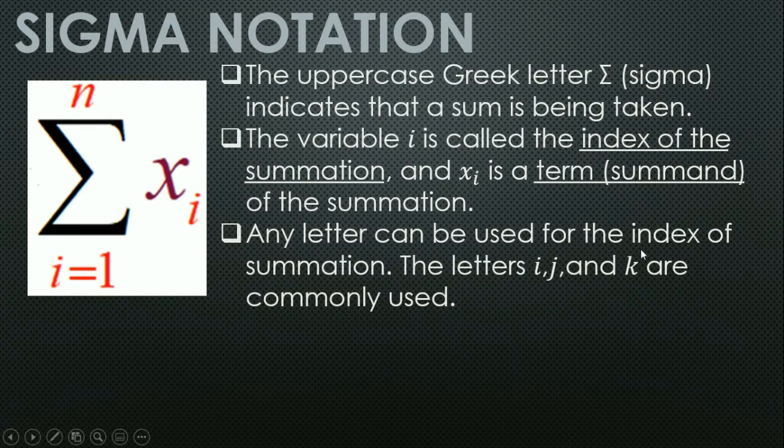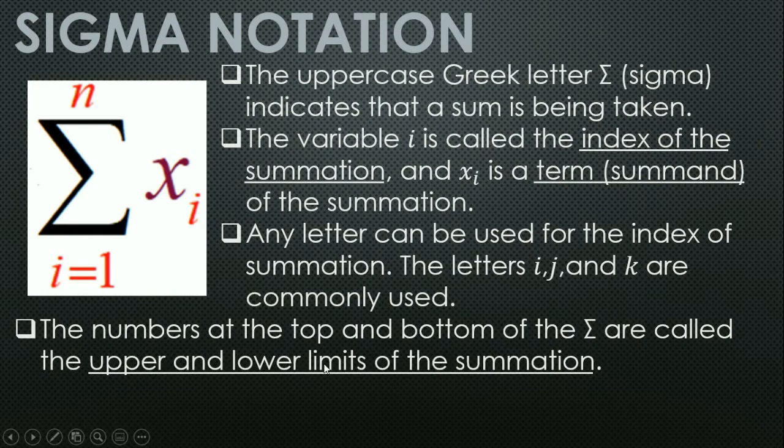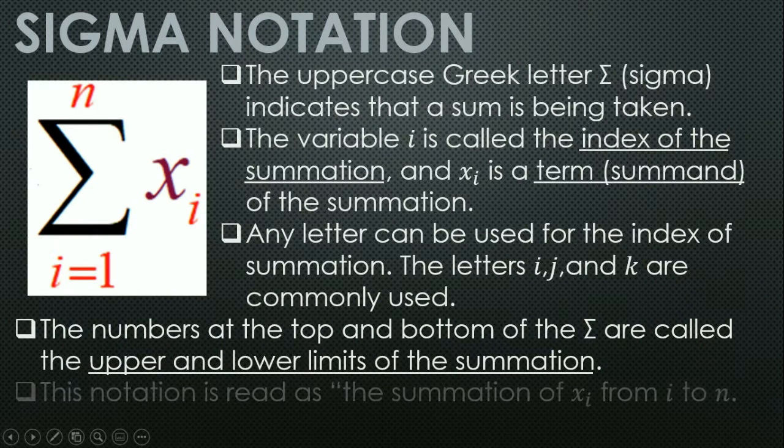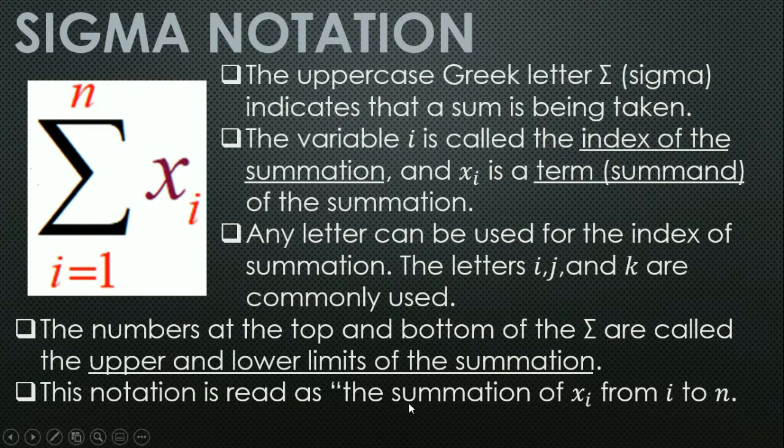Any letter can be used for the index of the summation. The letters i, j, and k are commonly used. So, kahit anong letter yung gamitin dyan, okay lang. Pero ang mostly used na letters ay si i, j, at si k. The numbers at the top and bottom of the sigma are called the upper and lower limits of the summation. So, nakita nyo na sa previous slide, ito ay yung lower limit at ito yung upper limit. This notation is read as the summation of x of i from i to n. Okay?